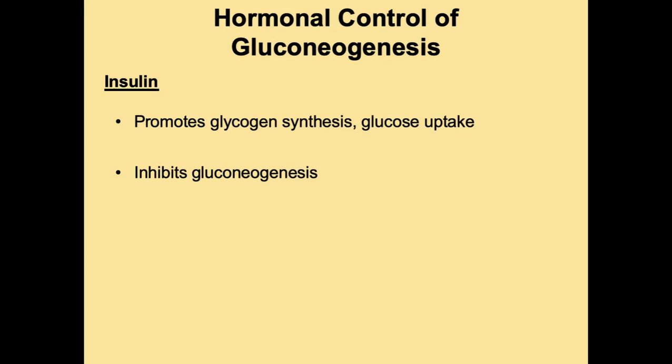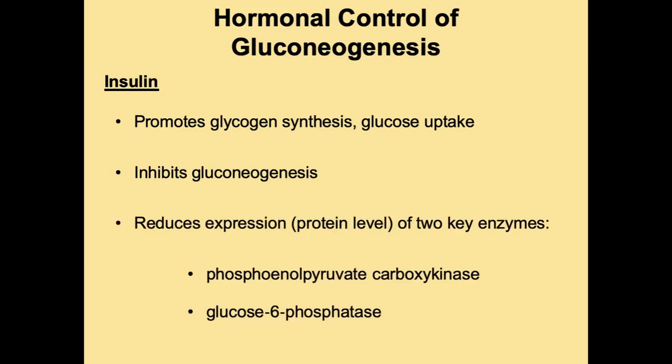Insulin will also inhibit gluconeogenesis. Remember, insulin is released when you are well fed, and so there's plenty of glucose around. So you don't need to produce new glucose. So insulin will lead to the inhibition of gluconeogenesis.